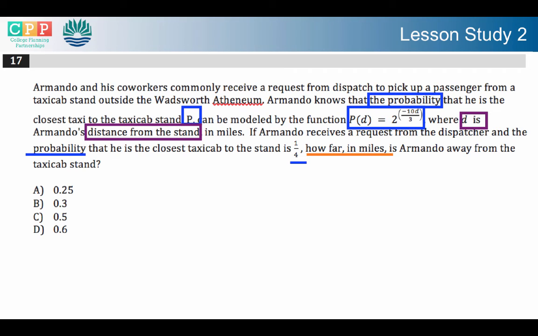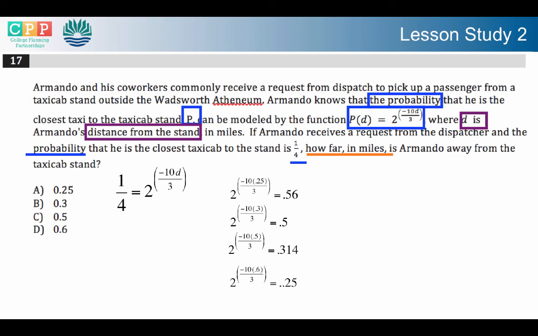So I'm given this model, I'm given these 4 choices. The trick with this is you might not know how to solve this exponential function just yet. But with a multiple choice question like this, I'm looking for when 2 raised to the negative 10D over 3 equals 1/4. So I take each one of these answer choices, and I plug it into a calculator. I use the caret function to get my exponent, and I substitute in my 0.25 as my D, my 0.3 as my D. I substitute all my answer choices in until I get one that matches the 1/4. Now you notice 1/4 is 0.25, which is answer D.